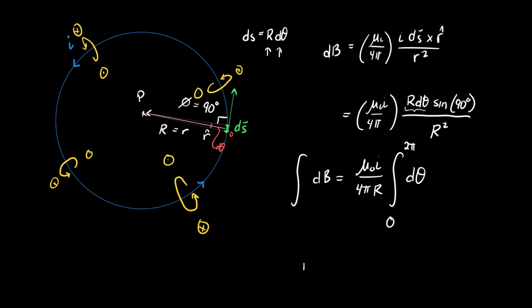So the left side becomes B, our magnetic field. The right side, mu naught I over 4 pi r. That's just all the constants. And I'm going to integrate, well, there's nothing there. So if there's nothing there, there's an implied 1. But I'm not going to write it as 1. What am I going to write it as? Theta to the 0 power.